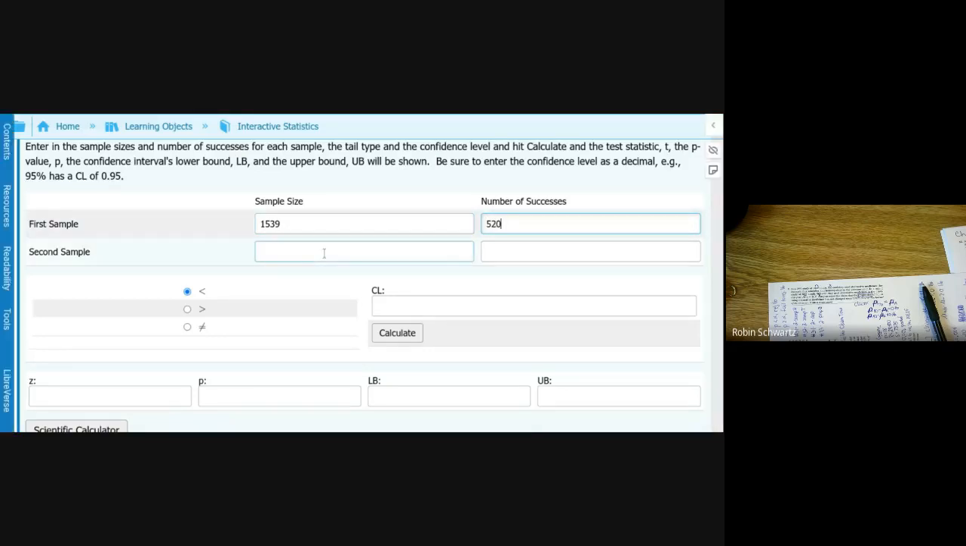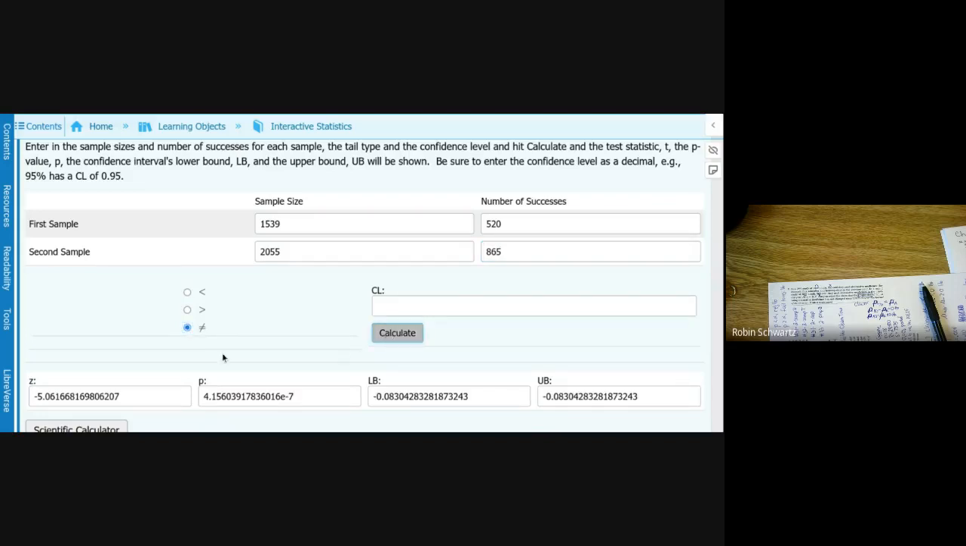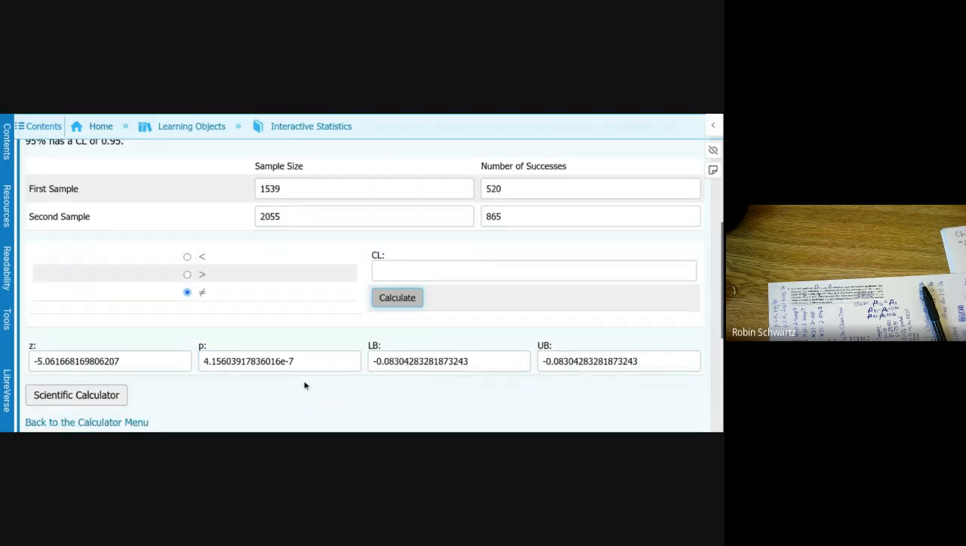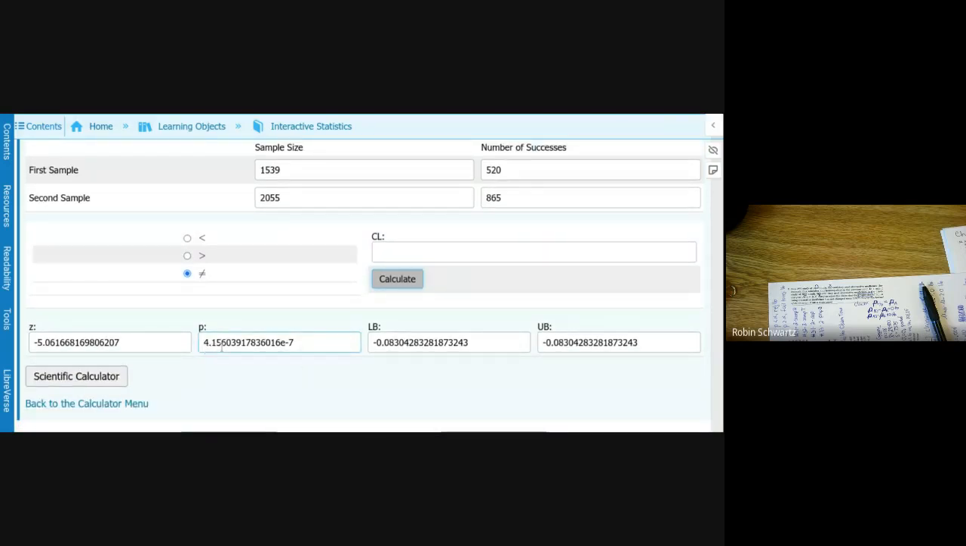So the first sample had 1,539 with 520 successes. Second one, 2055, and 865. The Ha has a not equal to. Okay, and again, look at this p-value, I don't want you to miss this. You have 4.156. Remember, this is a probability, it can't be over 1. Look at the end of the line, it's times 10 to the -7. That's very small.